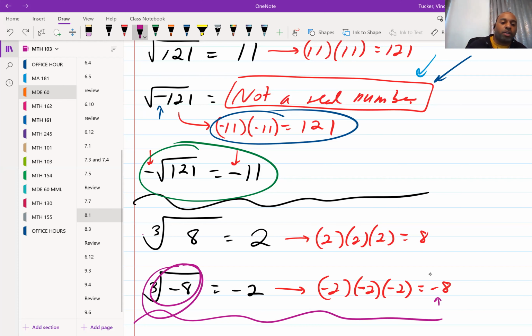But now here we're looking at the cube root. Now, if you multiply negative 2 times itself 3 times, you will get a negative number. These two negatives will cancel to give you a positive, and that leaves you with a negative left. So you still have a negative number. So that's the difference between looking at an even root versus an odd root. So make sure you adhere to the indexes. You can take the cube root of a negative value. You cannot take the square root of a negative value.